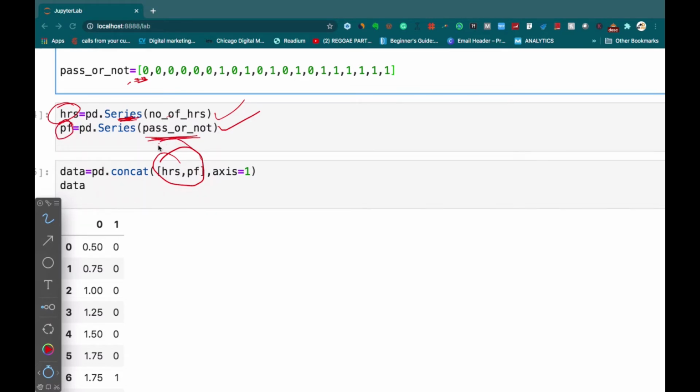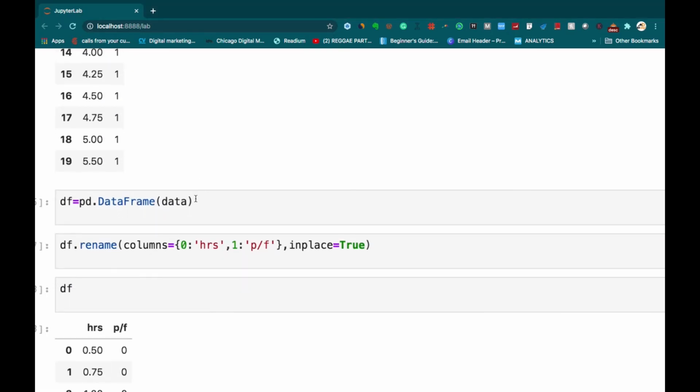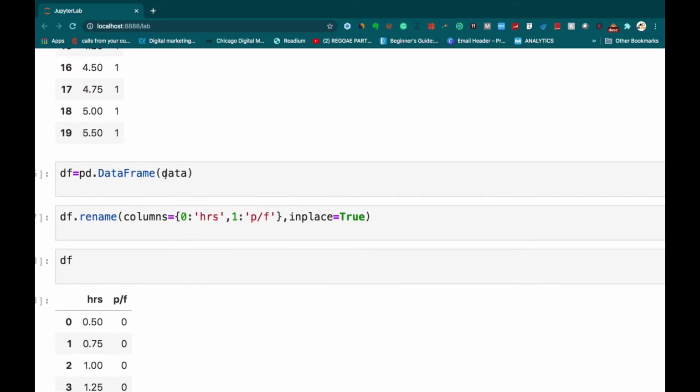After that, I concat everything, that is, I put everything together over here, and store it in a variable called data. I'm using axis equals 1 to indicate that I want to concat them column-wise. Now after that is done, if we come down here, what I'm doing is just converting this.